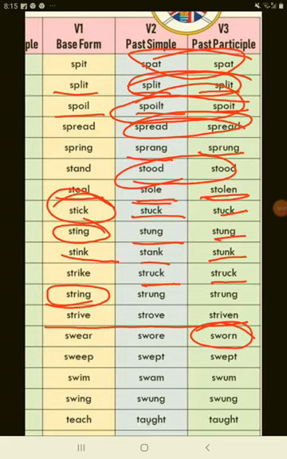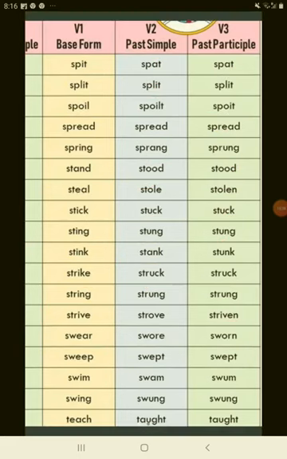Then, do not use swear words. These are some of the sentences that I keep making. Then, sweep, swept, swept, swim, swam, swum. Swing, swung, swung, teach, taught, taught. So these are the words that you have to consistently practice.